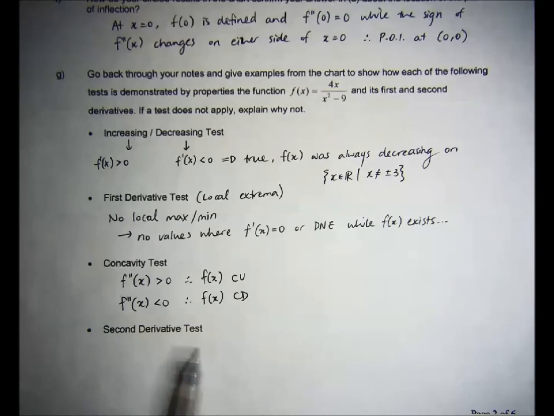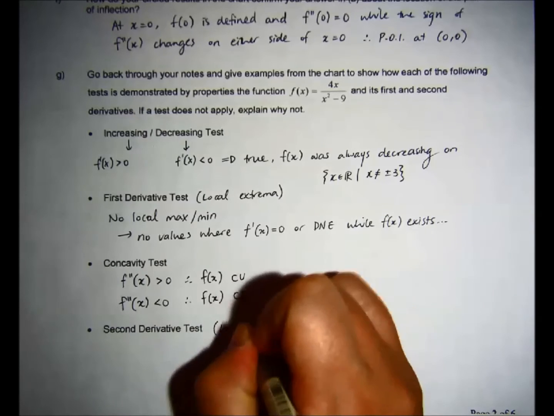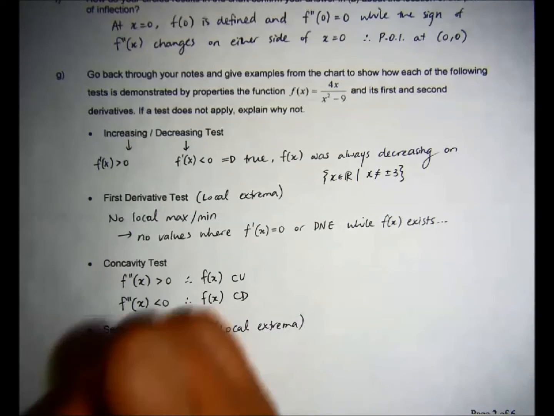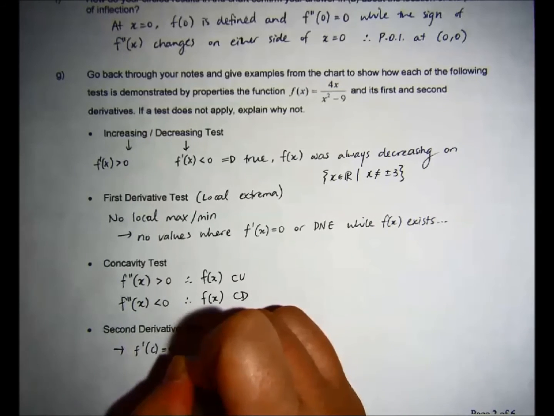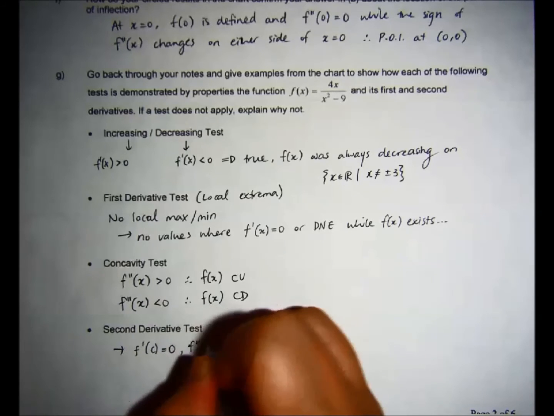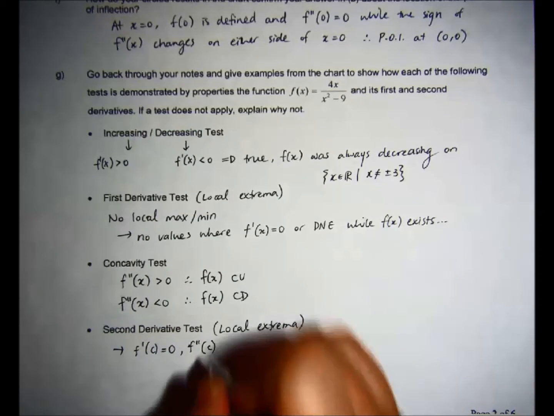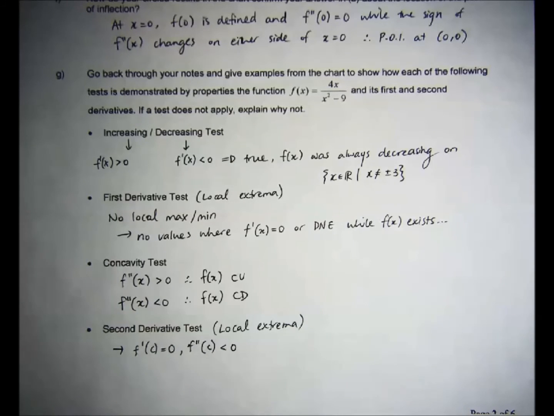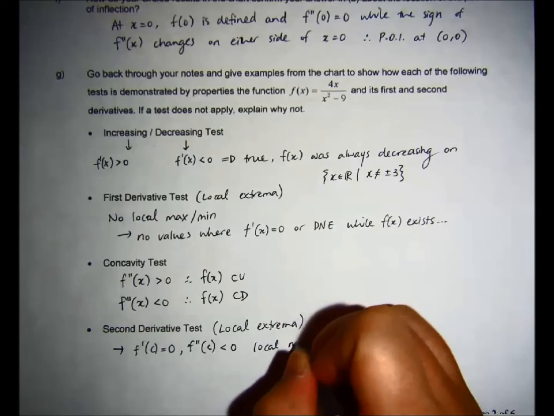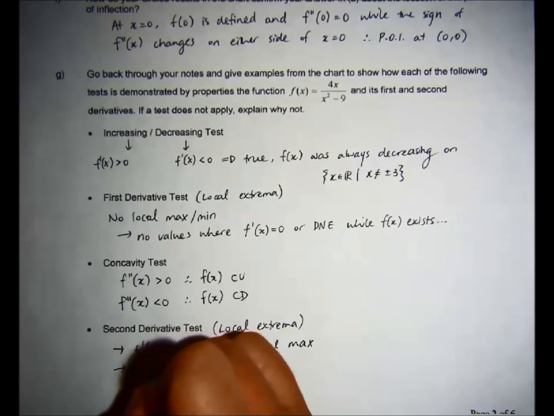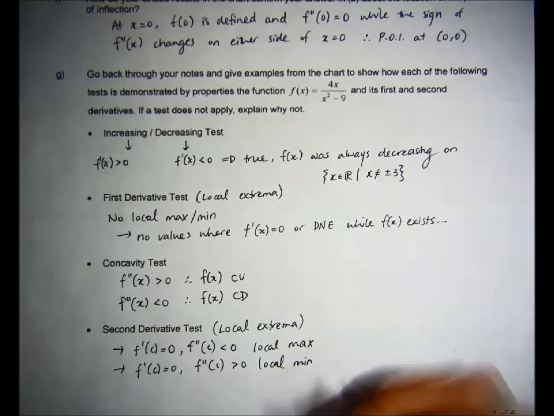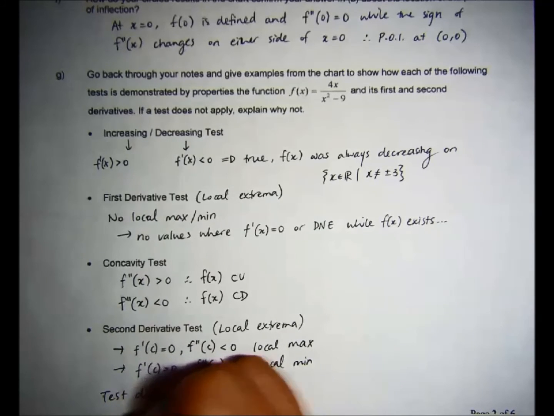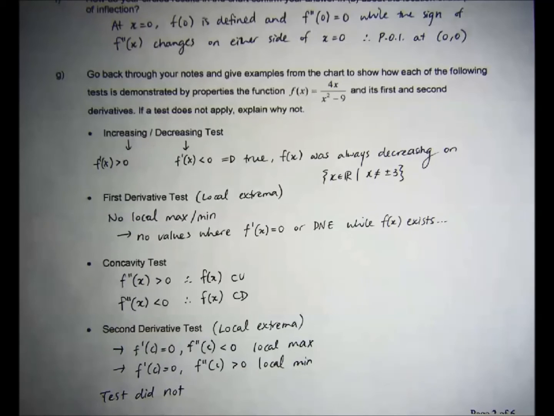And last but not least, the second derivative test, again, this is to figure out local extrema. This was where we could figure out if f prime was equal to 0 and f double prime was negative. Then we had a function be concave down, so that meant that we had a local maximum. And then if f prime was 0 while the second derivative was positive, then we had a local minimum. But this test did not apply because we did not have any local or relative extrema.